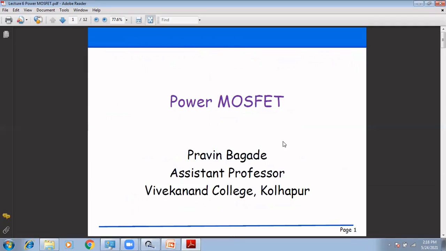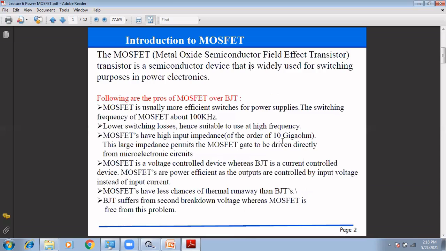In today's lecture, we're learning the power MOSFET. So first, what is meant by the MOSFET? MOSFET is nothing but the metal, M for the metal, O for the oxide, S for the semiconductor, and FET is the field effect transistor. And it is one of the members of power electronics which is used as a switching element.